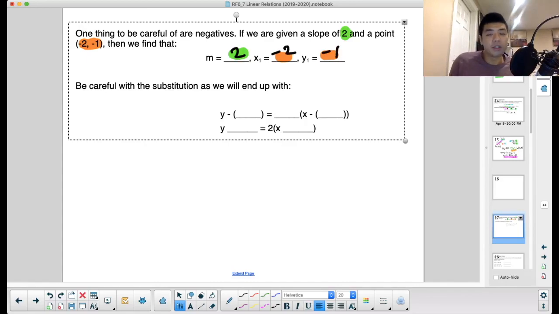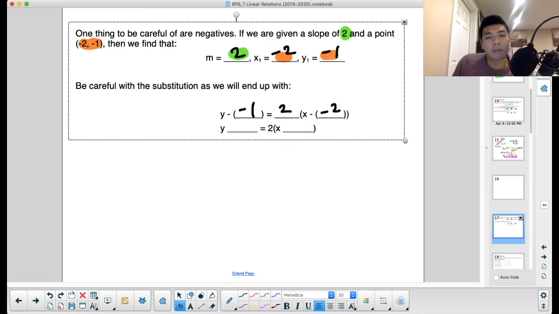So you've got 2, -2, and -1. And we're going to go ahead and make those substitutions. Remember, we're still keeping the same format, y minus your y1. So we got y minus a -1. So we need to be really careful there. Y minus a -1 is equal to m, so m is a +2, times x minus your x1, so x minus a -2.